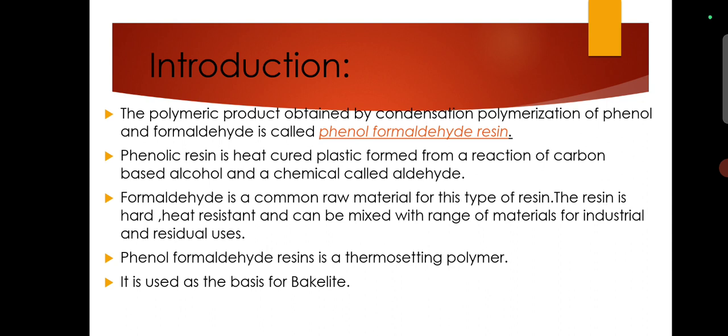Phenol formaldehyde resin is a thermosetting polymer, meaning it is a type of polymer that, once molded into a particular shape, undergoes a permanent chemical reaction which cannot be reversed, and hence cannot be reshaped into its original shape. Phenol formaldehyde is used as the basis for bakelite.